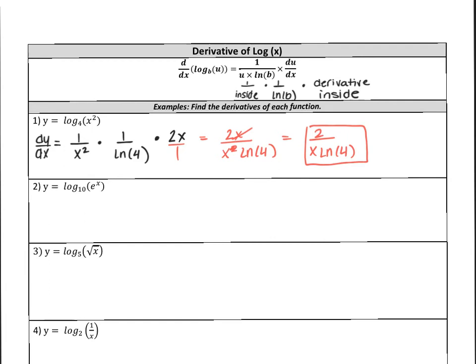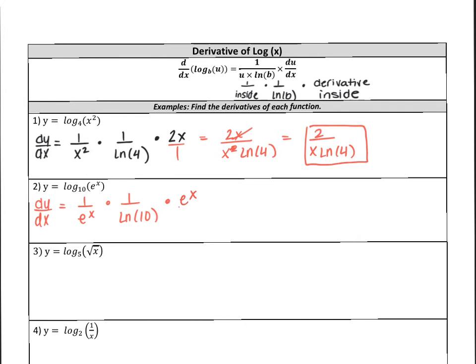Example number 2. dy over dx is the derivative. So 1 over the inside times 1 over ln of 10, ln of the base, times the derivative of the inside. Well, the derivative of e to the x is just e to the x.